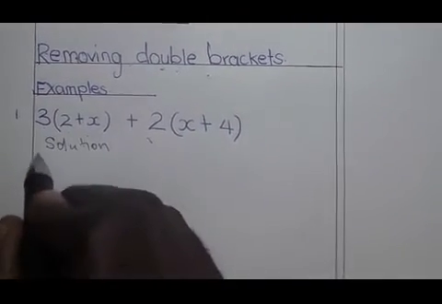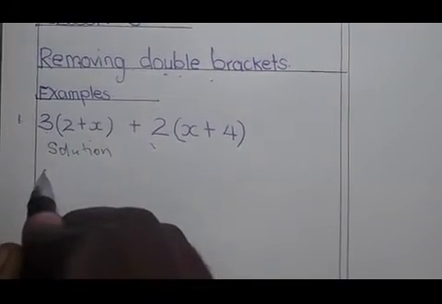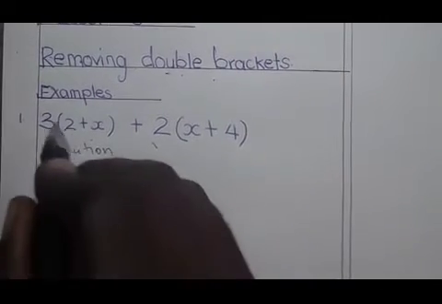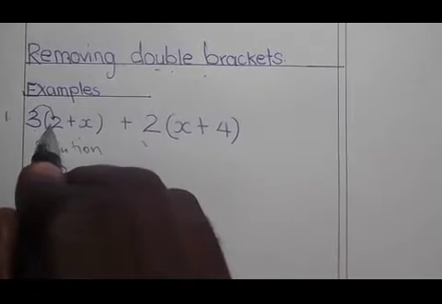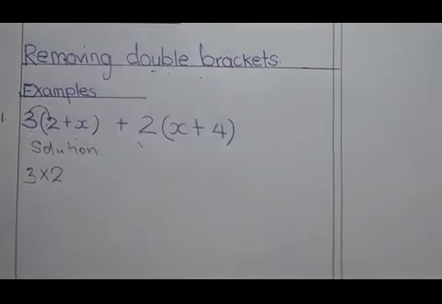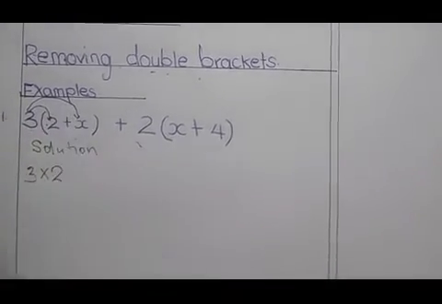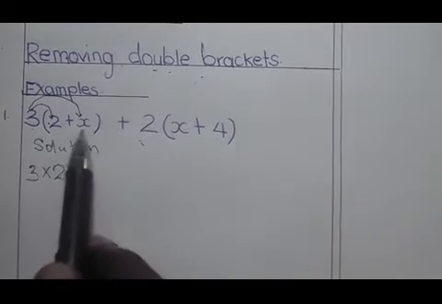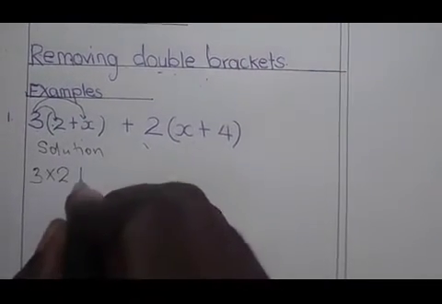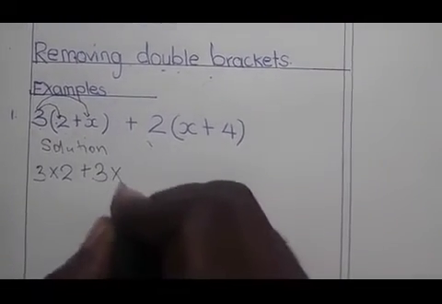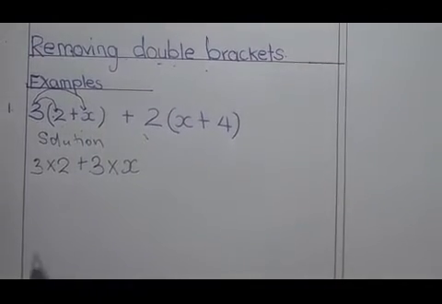you get 3. Remember 3 is positive because it does not have any sign here. So 3 times the 2, this 2 here. Remember 2 is also positive because it does not bear any sign before it. Then you get the same 3 times the x. But remember x is positive because it has a sign before it. So we shall get a positive 3 times a positive x. There we have removed brackets by multiplying.